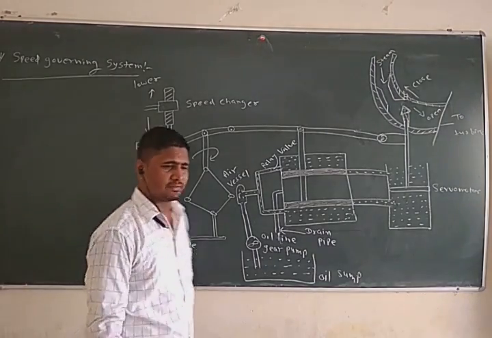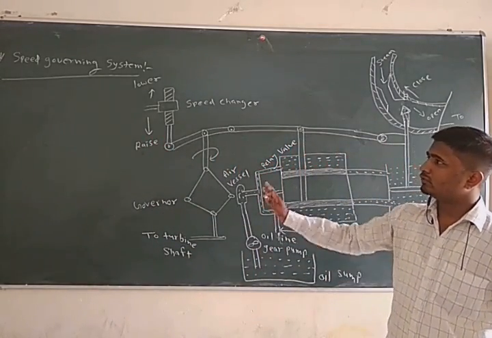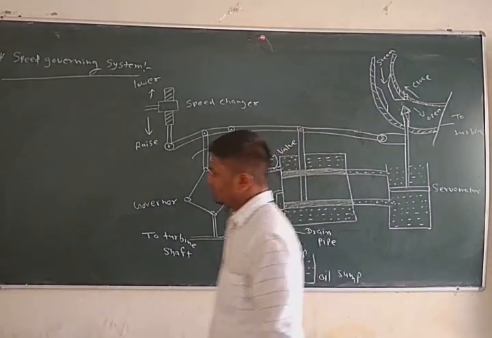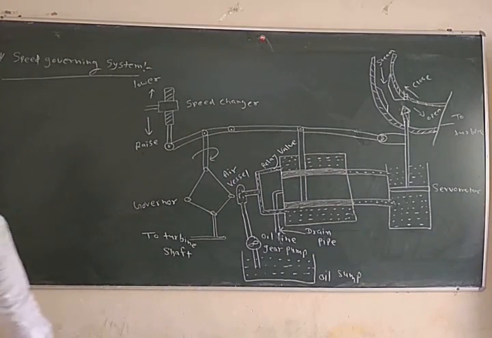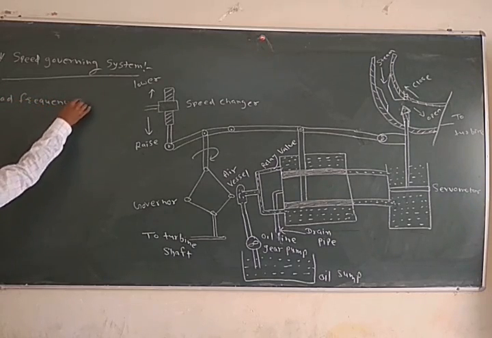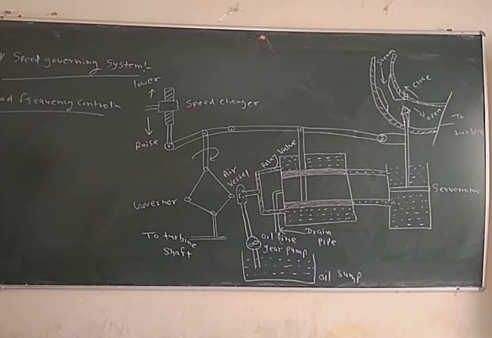In this class we discuss speed governing system. What is the purpose of speed governing system in our power system? To understand this speed governing system, first of all we discuss load frequency control. Load frequency control means frequency is the function of active power.